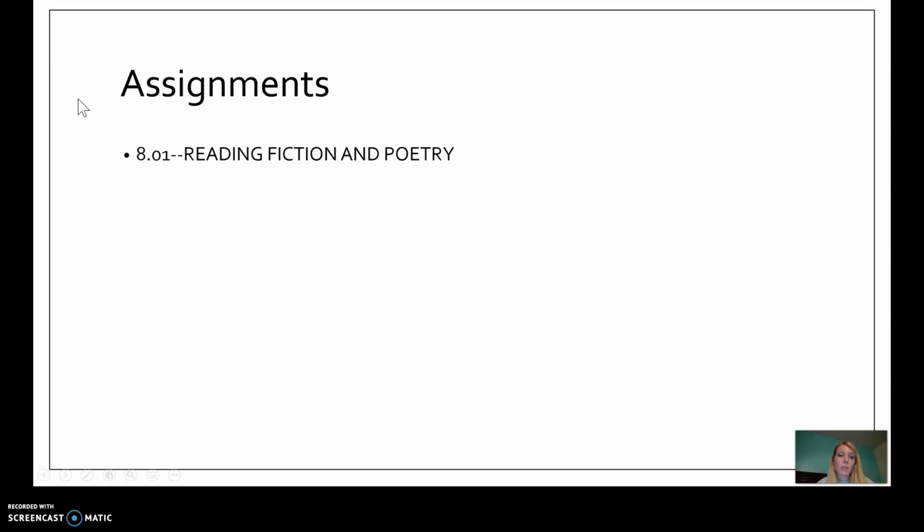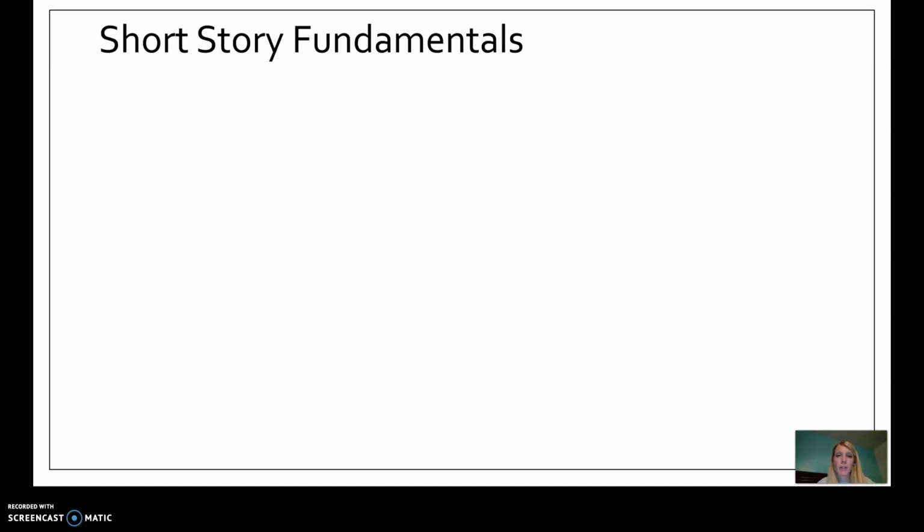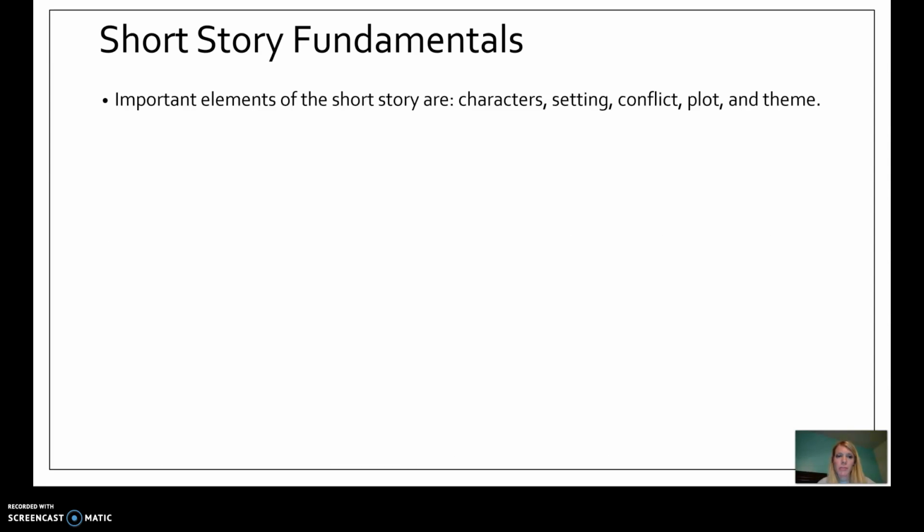Your assignment for this week is 8.1 Reading Fiction and Poetry. The learning target is I can identify elements of a short story. All right, we're focusing on short story fundamentals. Important elements of the short story are character, setting, conflict, plot, and theme.